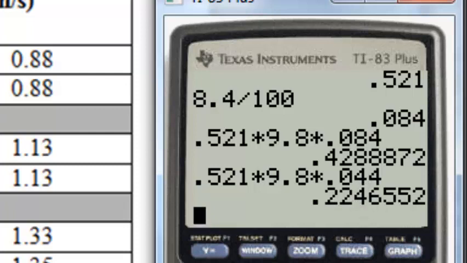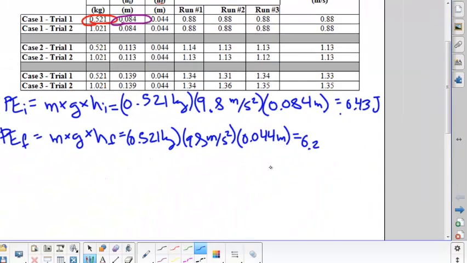Come over here. So this is going to be 0.22. We use purple. I like purple. It's my mom's favorite color. And I switched to black. Oh well. 0.22 joules. Okay, that's potential energy final.